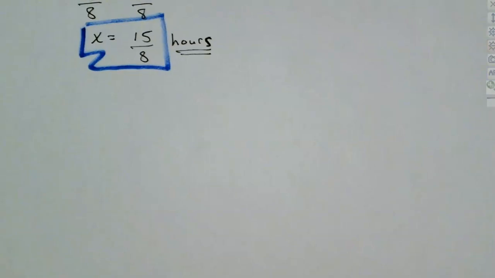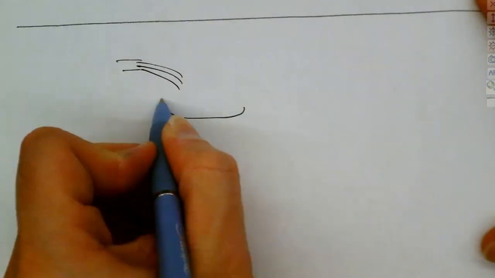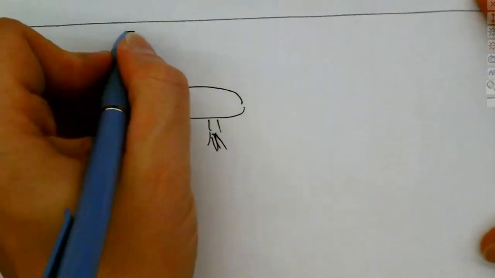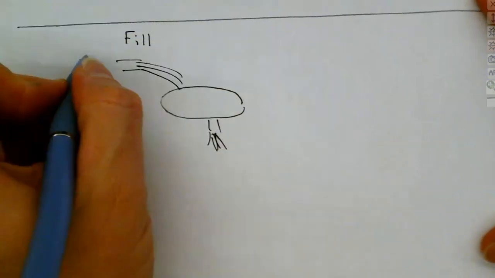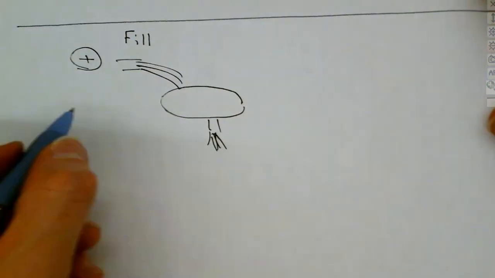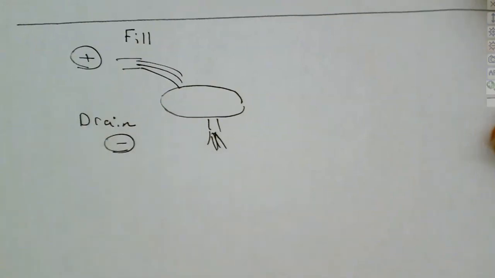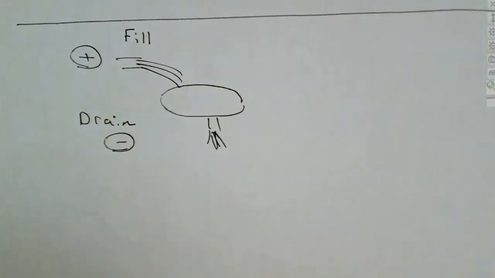Okay, so let's think about what we've got. We've got water coming in, and we've got water going out. So we've got water coming in, filling up a swimming pool, and we've got water going out. So we're going to fill it, and that's positive, and we're going to drain it, and that's negative. So let's think about what we have here when we read it. An inlet pipe can fill this pool in 5 hours.